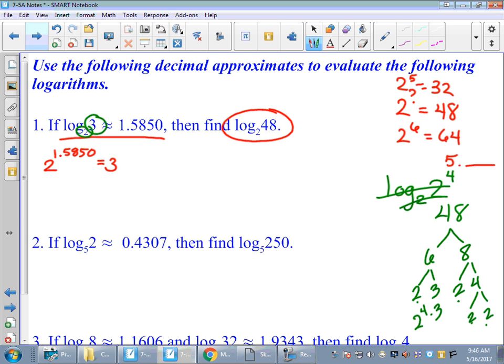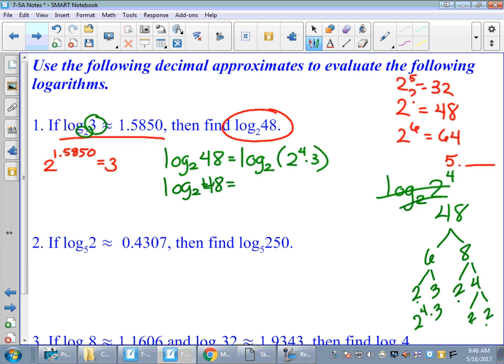So the very first step is we say the log base 2 of 48 is equivalent to the log base 2 of 2 to the 4th times 3. The very first step is rewrite. We rewrote 48 in different terms, in 2s and 3s. This right here on the left just becomes a label. This is what we're trying to evaluate. So log base 2 of 48 then is equivalent to 2 to the 4th times 3.